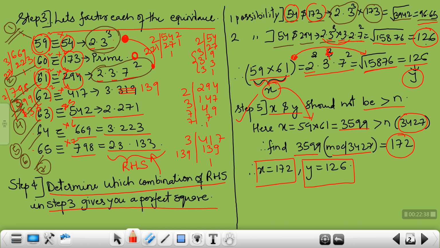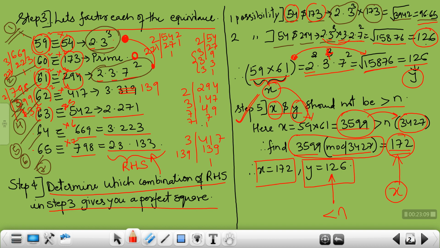Then what we do now, this is a very important step, I need to check if x and y are greater than n. If x and y are greater than n, you will have to reduce them. Now over here the value of x was exceeding the value of n, that is 3427. So I need to find 3599 mod of 3427, which is nothing but 172. So this is my new value of x, and my y value will remain as it is because y is less than n. So I don't need to change it.